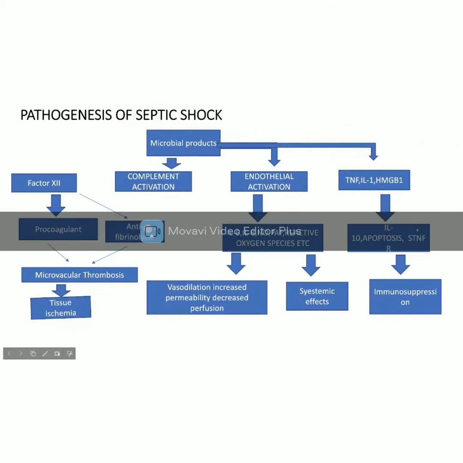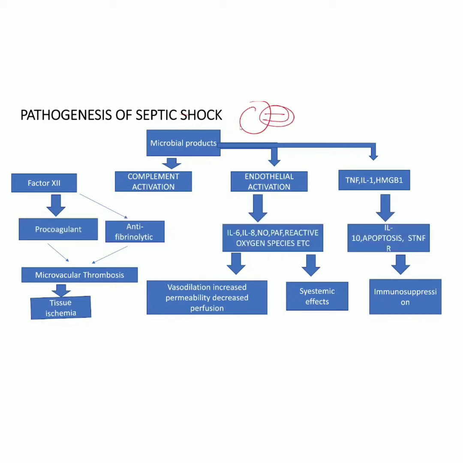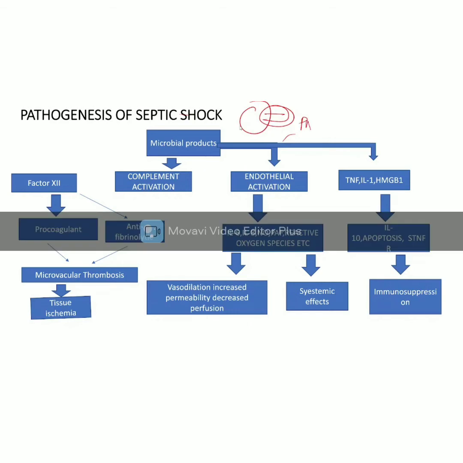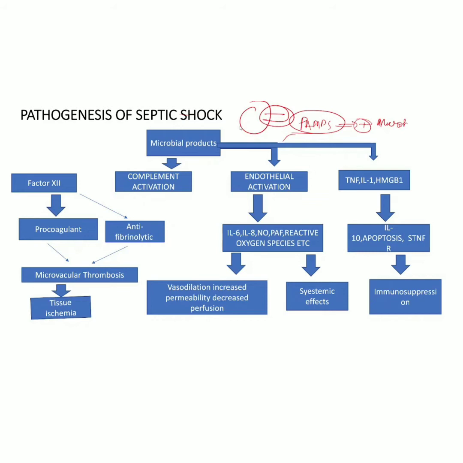So what happens in all these things? Our body can identify these structures. When they see these structures like PAMPs and all, they understand that there is invasion of a microbe or a foreign substance.